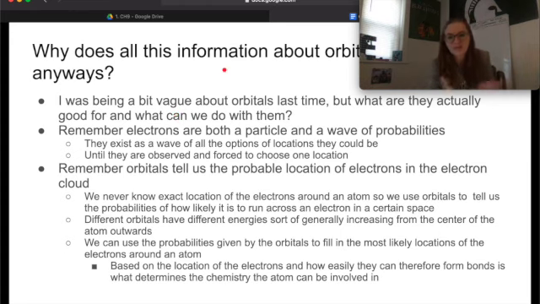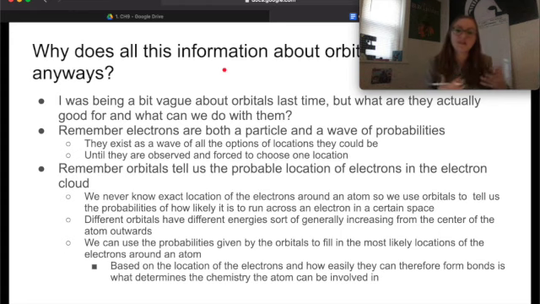I was being a bit vague about orbitals last time. We were trying to just nail down these models and understand what I was talking about, that electrons aren't exactly real anyways. I just want to remind you again that electrons are both a particle and a wave of probabilities of where that particle exists. So they exist as this wave of all the options of locations of where they could be until they are observed and forced to choose one exact location.